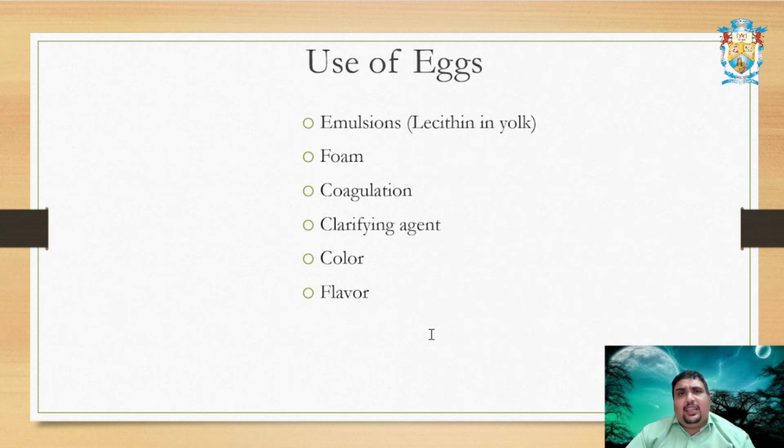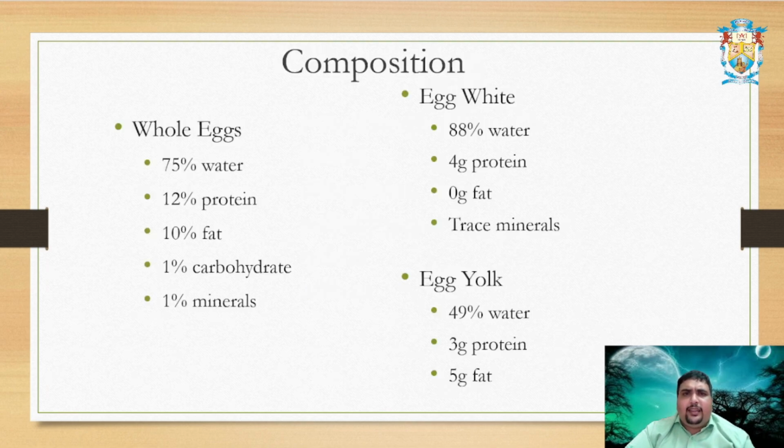Now, egg gives you color. How can egg give a color? The yolk has a yellow color. Thus, the yolk provides a yellow color to the food, especially while making custard. Now, flavor. Egg has its own natural flavor, especially while preparing sponge cake. Eggs give a natural flavor to the sponge cake. So, we'll head on to the next point, that is the composition of an egg.